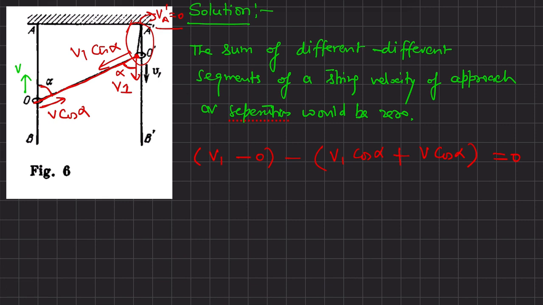Now if I solve this, what I will get? v1 minus v1 cos alpha is equal to v cos alpha. So we got v1 times (1 minus cos alpha) divided by cos alpha, and that is equal to v. This is a simple relation between the velocity v and v1 at the instant when the angle is alpha. This is a very simple and elegant solution, in my perspective, for this particular problem.